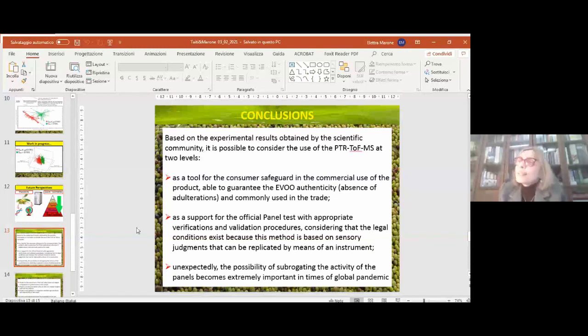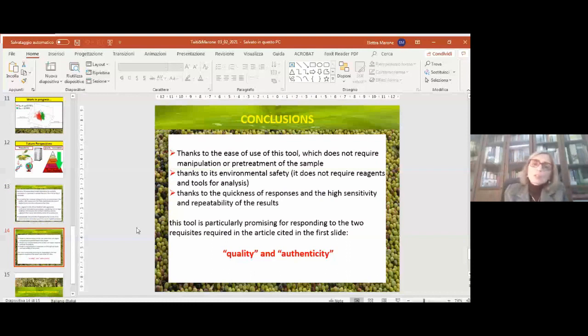And unexpectedly, the possibility of subrogating the activity of the panels becomes extremely important in times of global pandemic. And thanks to the ease of use of this tool, which does not require manipulation or pretreatment of the sample, thanks to its environmental safety, because it does not require reagents and tools for analysis, and thanks to the quickness of responses and the high sensitivity and the repeatability of the results, this tool is particularly promising for responding to the 2 requisites required in the article cited in the first slide, that are quality and authenticity. And thank you for your attention.